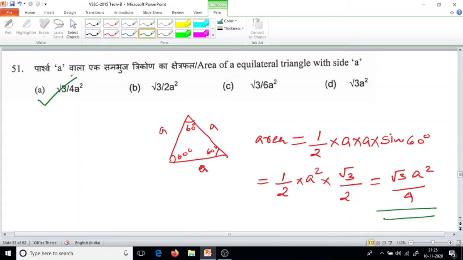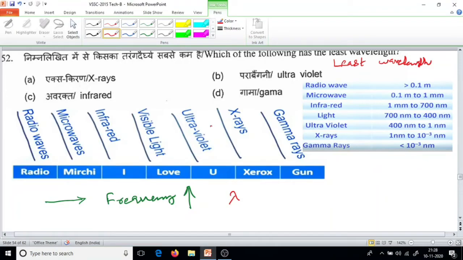See, I'm explaining like this so that you will remember it. So you also should write it and practice it. Then only will it stay. Question number 52. Which of the following has the least wavelength? So this question is from the electromagnetic spectrum.